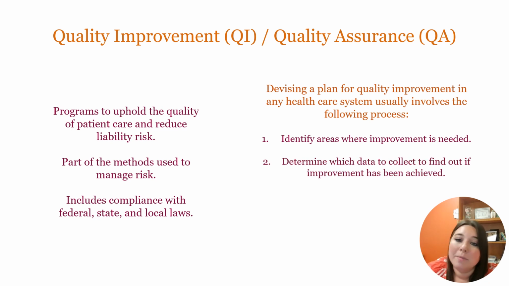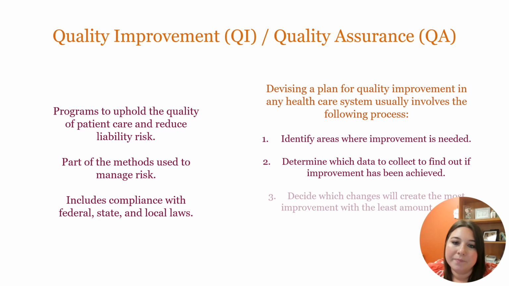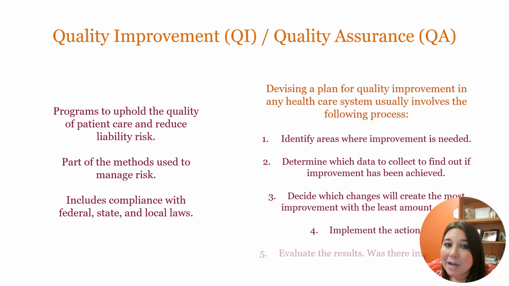Next, we need to determine which data we should be collecting to find out if improvement has been achieved. So we make those changes to our processes and then we need to assess those changes in some way. Did it make things better? Did it keep things the same? Or did it make it worse? Next, we need to decide which changes will create the most improvement with the least amount of effort. Then we want to implement the action and then evaluate the results. Was there actually improvement?